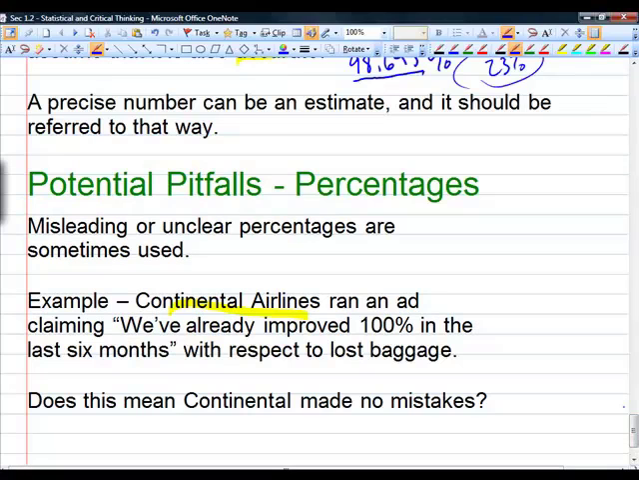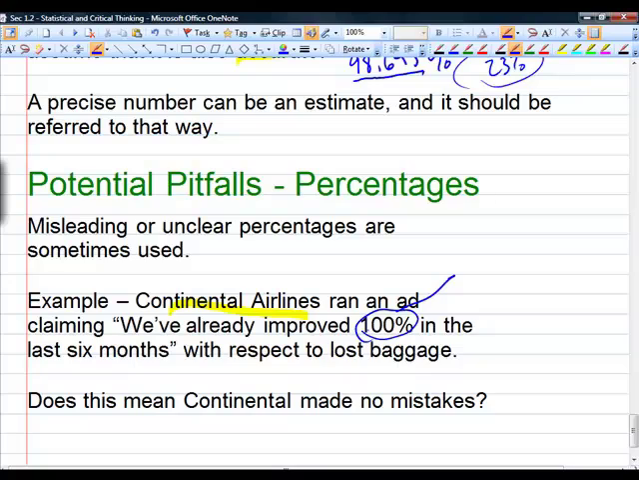We're getting close to the end here for potential pitfalls, and that is percentages. Percentages can be misleading or unclear. For example, Continental Airlines ran an ad exclaiming, "We've already improved 100% in the last 6 months with respect to lost baggage." Well, if they've improved 100%, then that means that they've lost no bags. I'm not sure that's what they really meant, because I'm sure they're still having lost baggage. But in this situation, 100% is misleading.